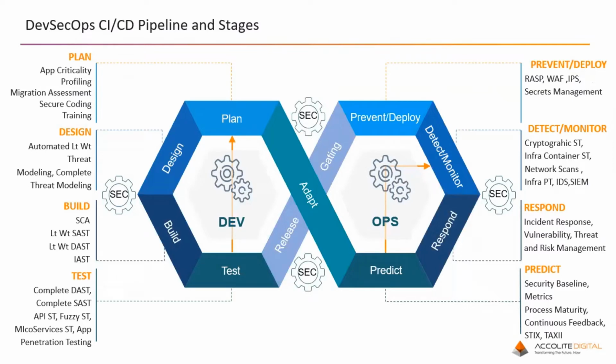As you can see in the CI/CD pipeline, the security protocols can be applied at each stage of the cycle. Starting from the planning stage, the team needs to adopt application criticality profiling, migration assessment, and secure coding testing. Similarly, in the design, build, and test release phases.